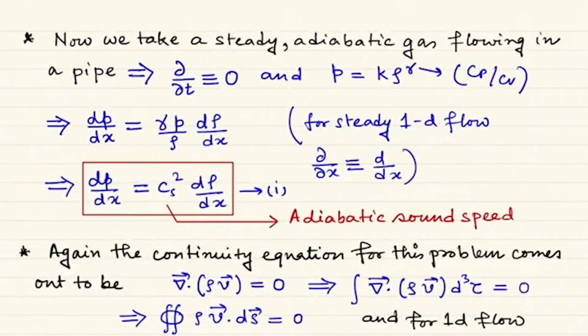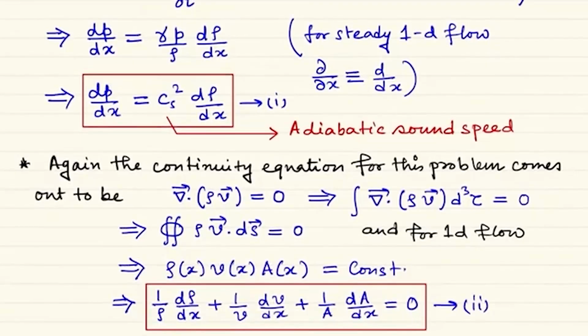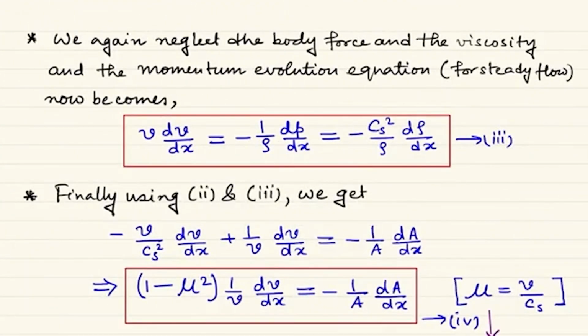So we now have two equations, one is this one, another is this one, 1 and 2. Now in this case, we neglect again the body force and the viscosity, which you will see in most cases of very high energetic astrophysical phenomena. And then our momentum evolution equation is no longer Navier-Stokes, but an equation called Euler's equation. That means only the inertial term and the pressure gradient term. So we can write for 1D, v dv/dx is equal to minus 1/rho dp/dx.